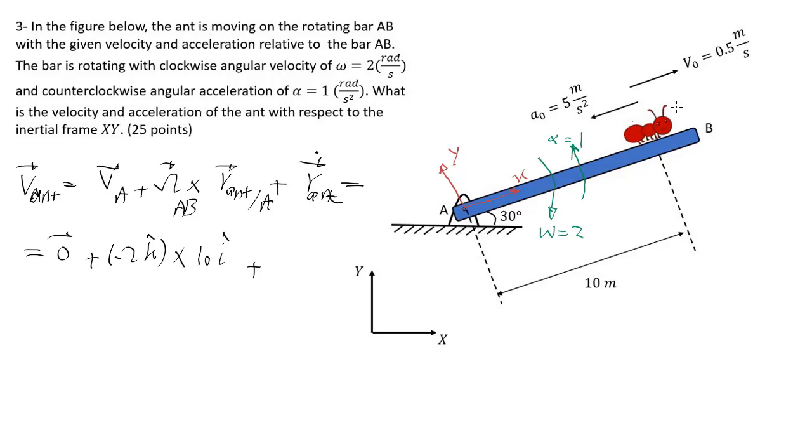Plus R dot. R dot here is just half a meter per second, again in the positive I direction. So plus half I. It's equal to, so 0, that's 0. K cross I is J. We have a minus here, so that's going to be minus 20 in the J direction plus half in the I direction. So that's the velocity of the ant, V ant.